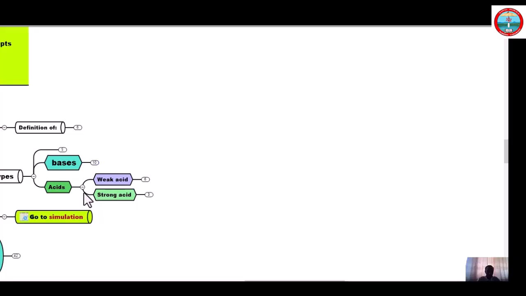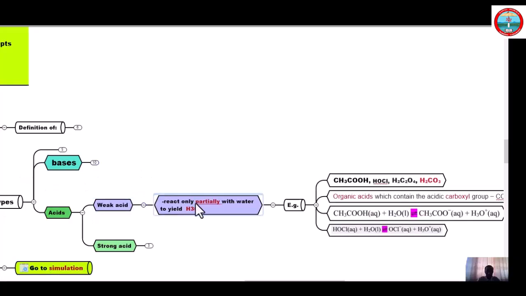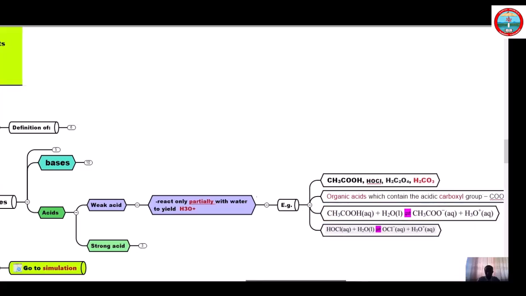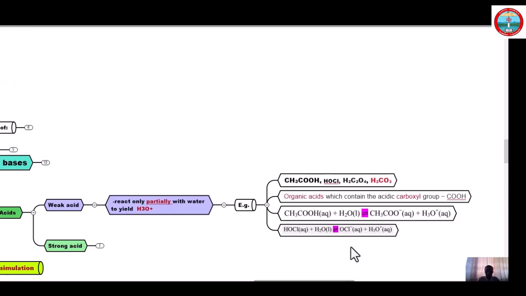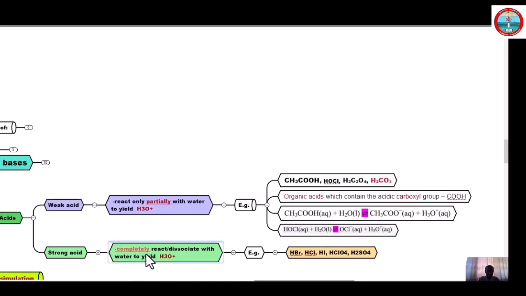Similarly, for acids, a weak acid is an acid that reacts partially with water to produce hydronium ion, and some examples of weak acids include these. Organic acids which contain the acidic carboxyl group are mostly considered weak acids, and their chemical reaction is explained by using a double arrow. Strong acids are acids that completely react or dissociate with water to produce hydronium ion, and some examples of strong acids include these.